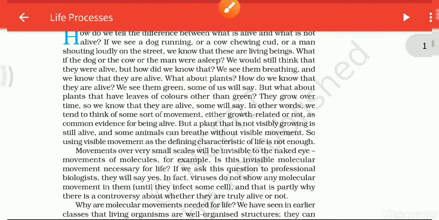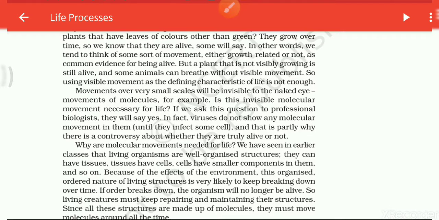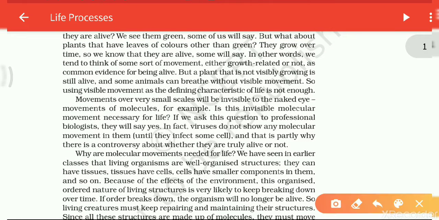In the first paragraph they are talking about movement, in the second paragraph about the movement of molecules, and in the third paragraph about tissues and cells and maintaining their structures. Living creatures must keep repairing and maintaining their structure. How will they maintain it? By taking healthy food. In this way organisms can maintain their life.